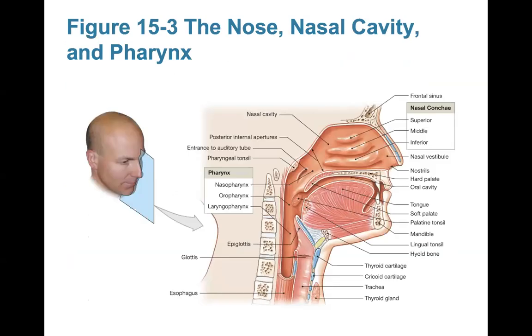And here we can see the three different divisions. We have the nasopharynx right in this area here, oropharynx behind the oral cavity, and then the laryngopharynx behind the larynx.